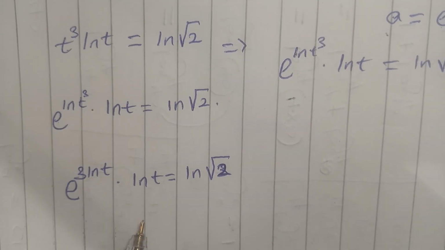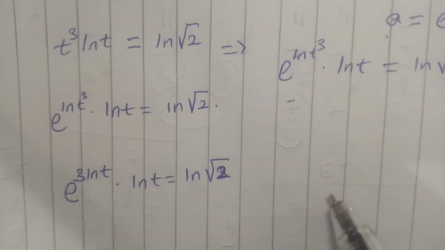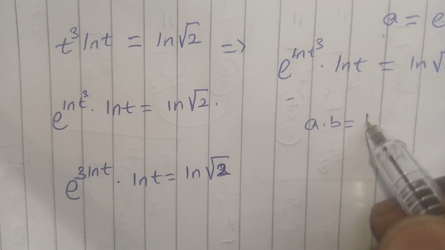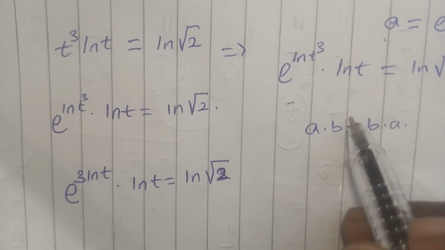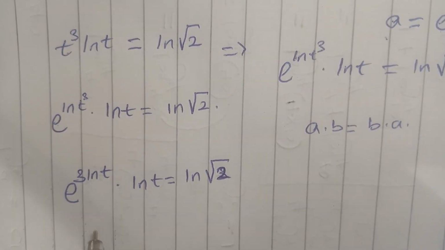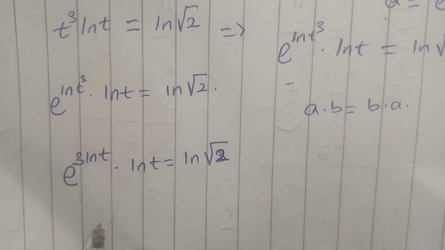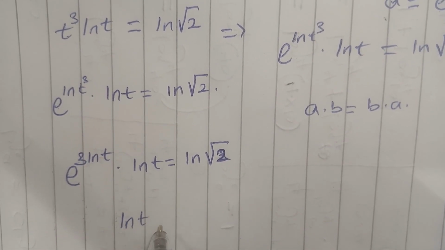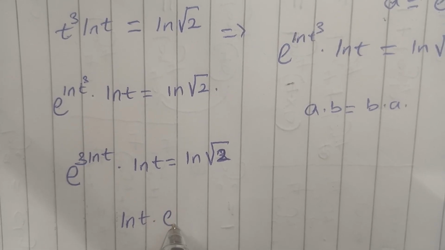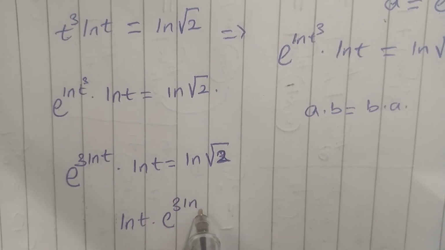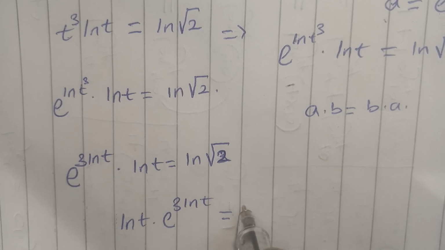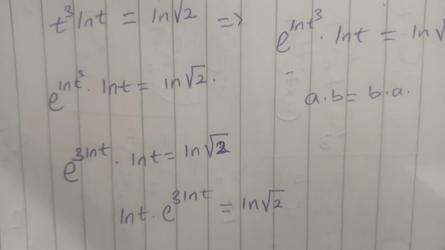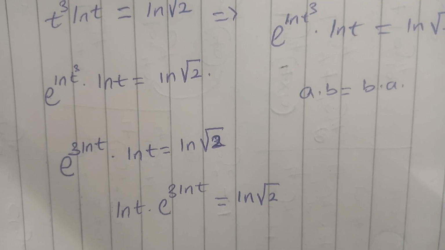So this we can rearrange. Remember, if we have a times b, it is also equal to b times a. So if we put this basic rule here, we have ln of t times exponent of 3 ln t is equal to ln root 2. So this is what we are now having.